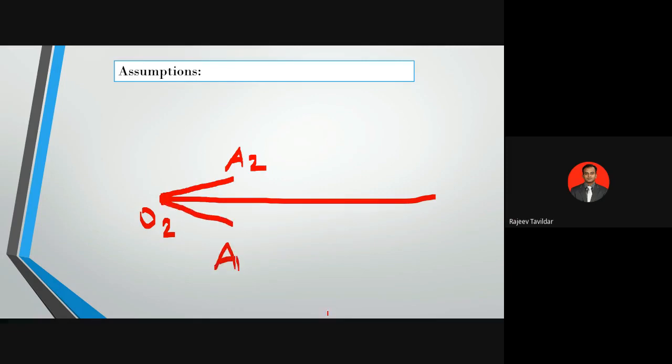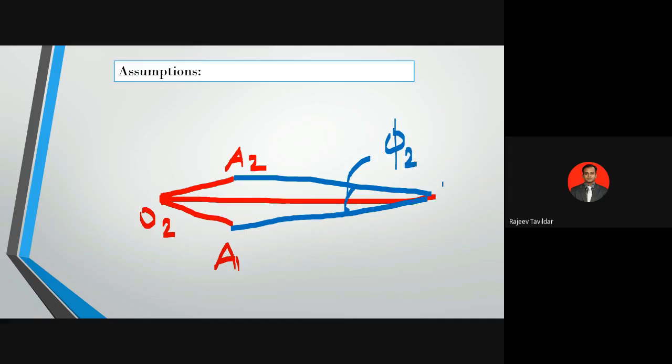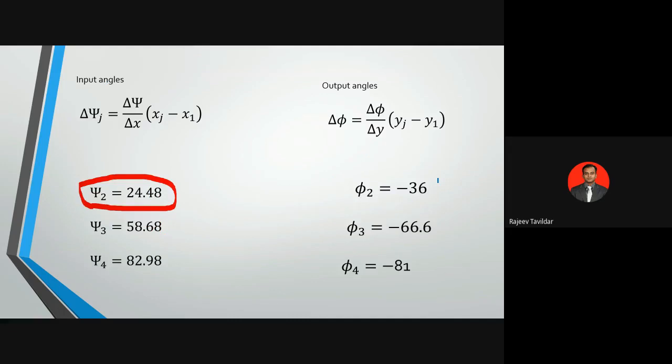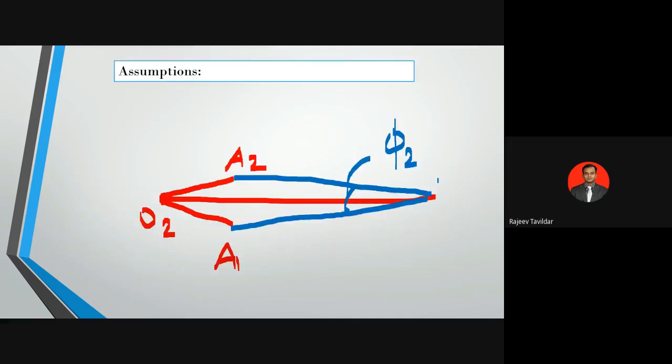Okay, it's just for your demonstration purpose. I've not started drawing in the software. Now if I want to locate O4, it should be located such that when I join this line over here and over here, this particular angle must be equal to phi 2. And the value of phi 2 is minus 36 here.